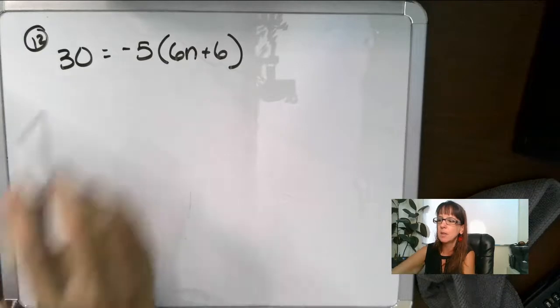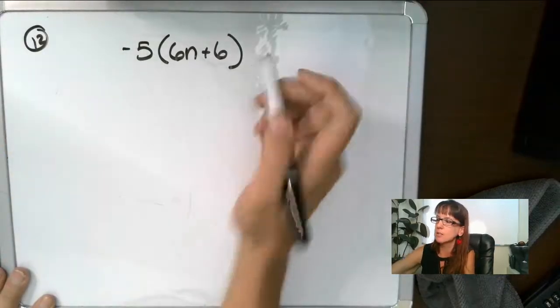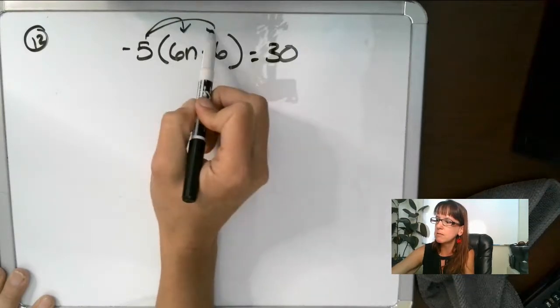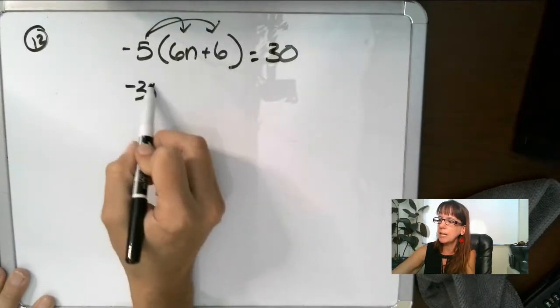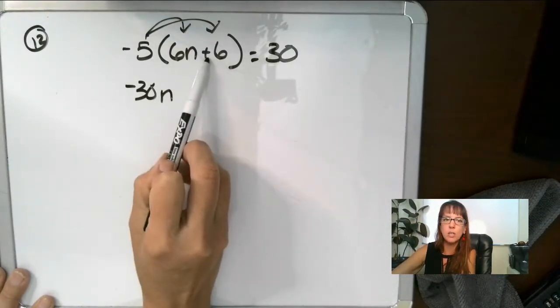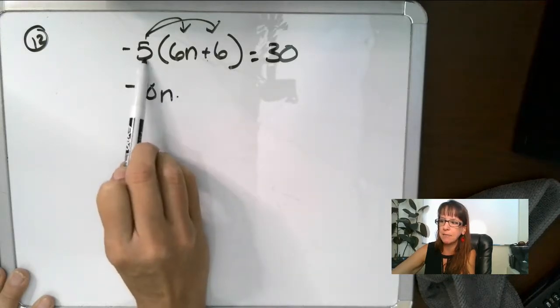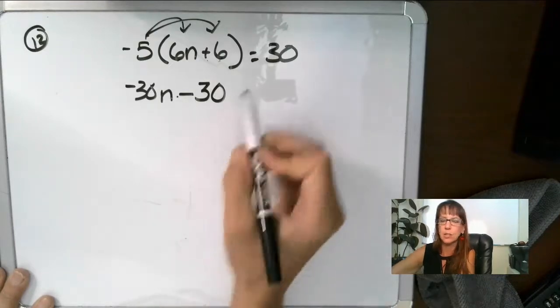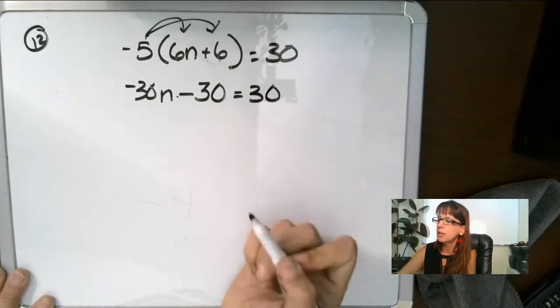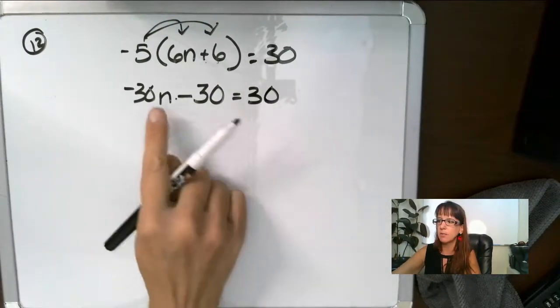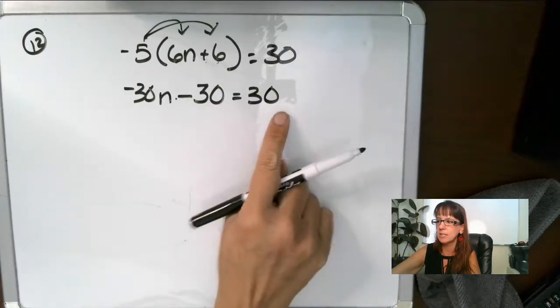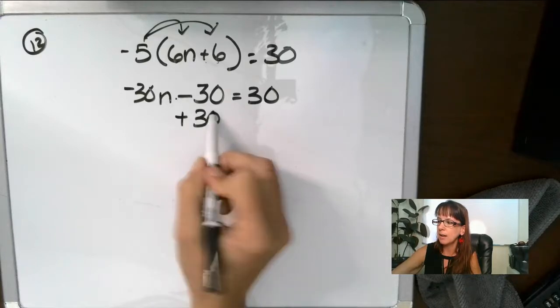All right, first things first, I don't like these. We're going to move it over here, just to make life easier. We're going to use that rainbow property, distribute. We get negative 30n. Now, don't just bring down your plus sign here, because this is negative 5 times positive 6, which is negative 30. Negative 30, be careful on those signs. Good, now we have 3 chunks, right? We've got this chunk, this chunk, this chunk. We need to move this chunk without the variable over to this side. So to do that, we do this.